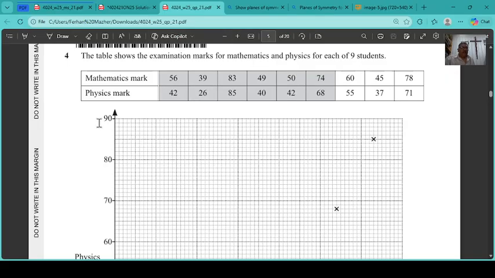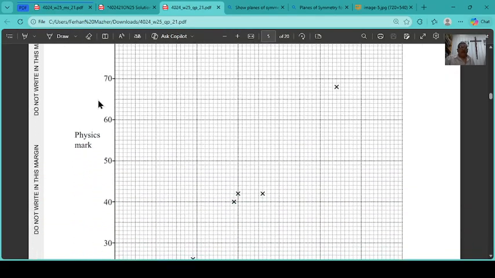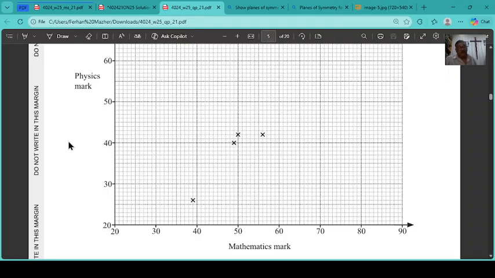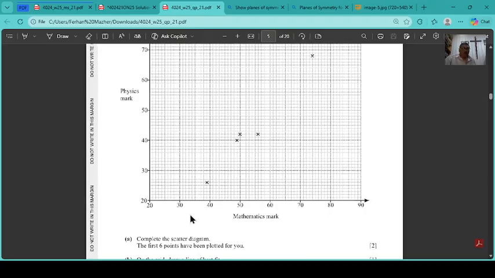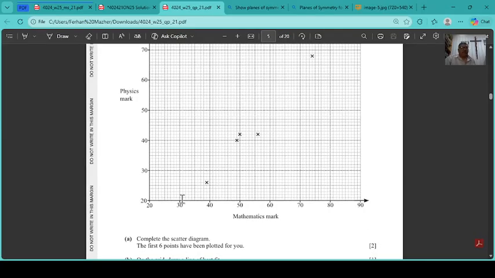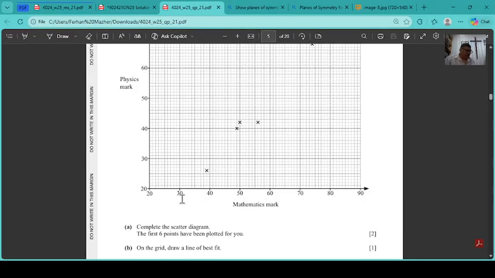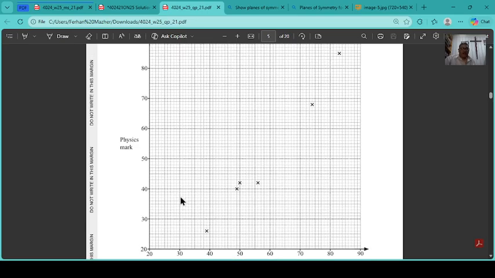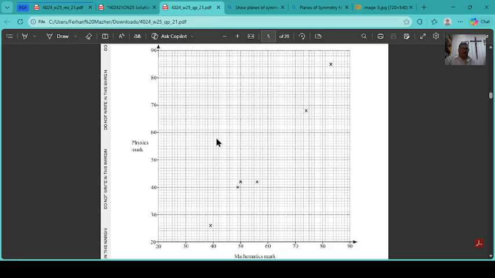So now here we have a graph. On the y-axis, they have represented the marks of physics, and on the x-axis, they have represented the marks of mathematics. Some of the points have already been plotted here. And let me show you. He says, complete the scatter diagram. The first 6 points have been plotted for you. Okay, so some of the points have already been plotted for us.